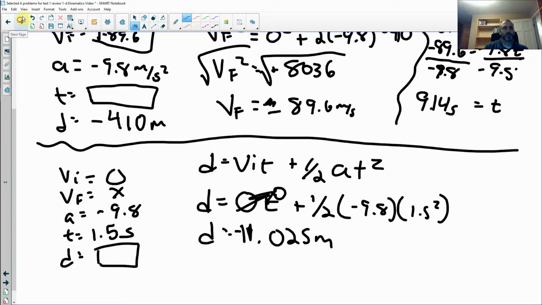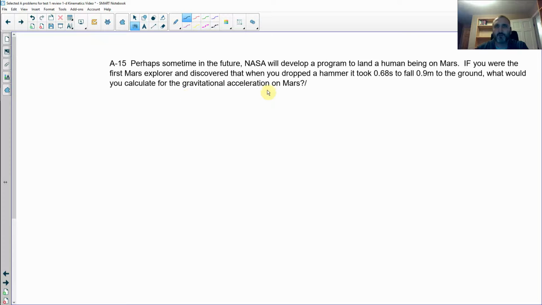We can go on to the last question. Perhaps sometime in the future, and this is reminiscent of bleacher ball, which you did. So we gave you a lab on it. I'm giving you a problem on it. You should probably expect something like this on the exam. We're dealing with something that is accelerating again, but this time we're on a different planet, so we don't know the acceleration of it.